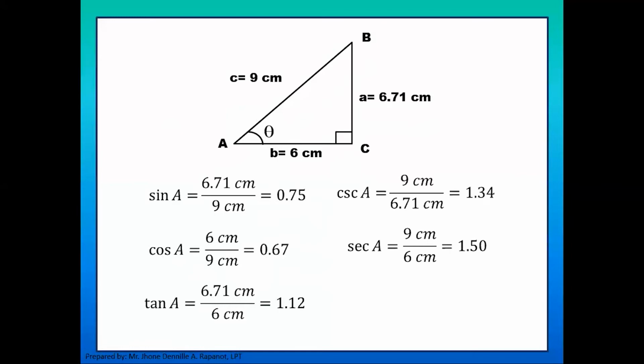For the last trigonometric function, which is the cotangent, that is calculated as adjacent over opposite. So the adjacent of this angle theta is B and the opposite of that is A. That's just the reciprocal form of tan A. We have 0.89. So here are the answers for the 6 trigonometric functions. And the answer for the unknown side A is 6.71. I hope everything is clear in this particular example.